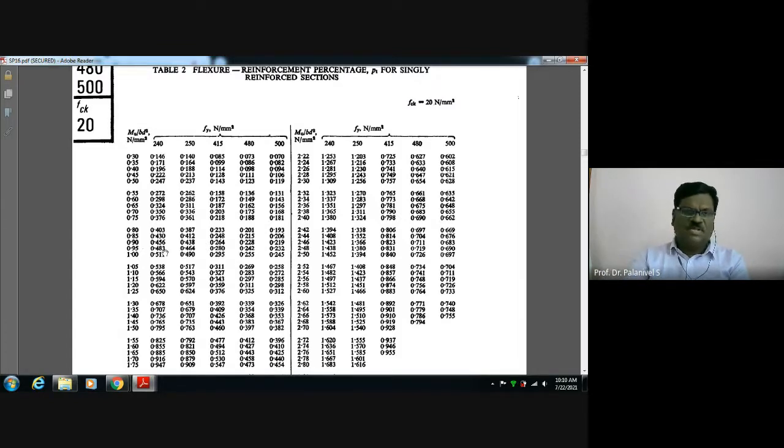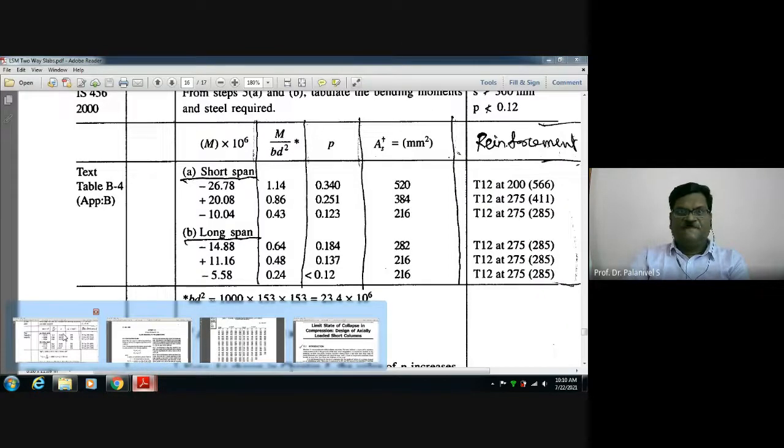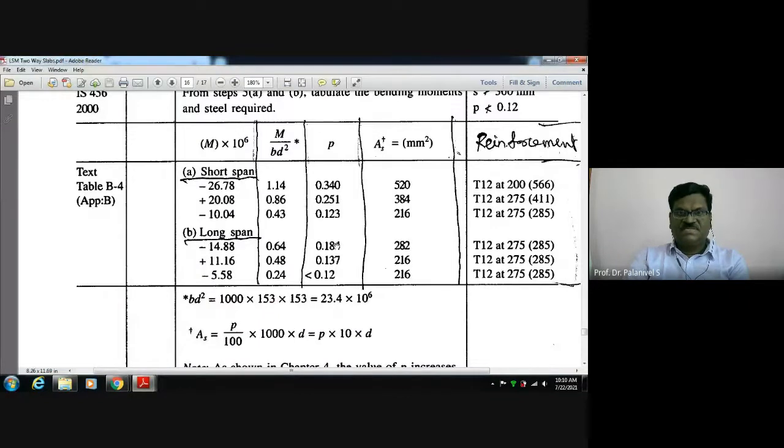Roughly you take. Suppose your M by bd square value lies somewhere between these, whether it may lie exactly at the middle or 1/4 or 3/4, accordingly you take the value. Either the middle, the average of this one, or 1/4, you know how to take it. Between these two values, approximately you guess and write down during the exam. That is the percentage of steel written.